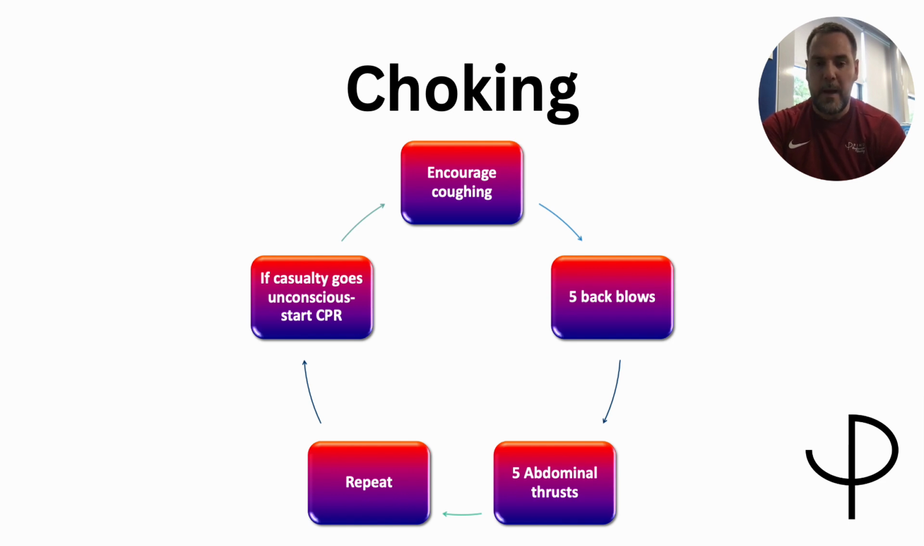If we administer 5 back blows and they're not effective, we then move on to 5 abdominal thrusts. And this is the procedure that used to be known as the Heimlich manoeuvre. We administer 5 abdominal thrusts. If that's not effective, we go back to 5 back blows, 5 abdominal thrusts, 5 back blows, 5 abdominal thrusts, until either the object comes up and out of the mouth or the casualty will fall to the ground, become unconscious, stop breathing, and we need to administer CPR.